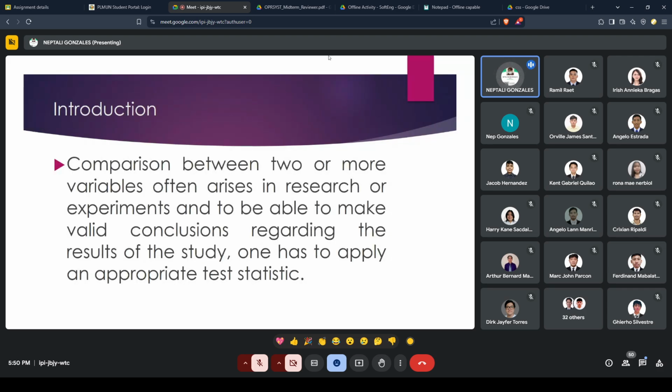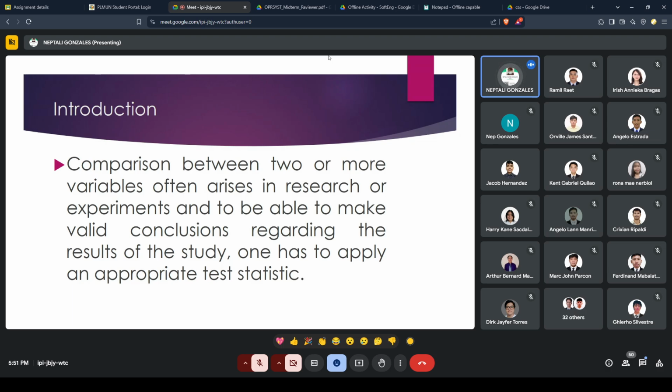Comparison between two or more variables often arises in research or experiments, and to be able to make valid conclusions regarding the results of the study, one has to apply an appropriate test statistic. So you cannot use the t-test of dependent means if there are three variables, because three variables will already involve analysis of variance. So only up to two.